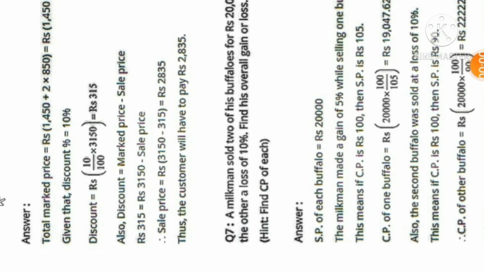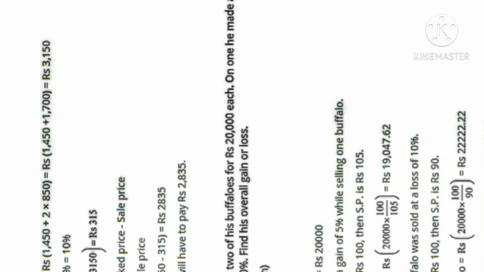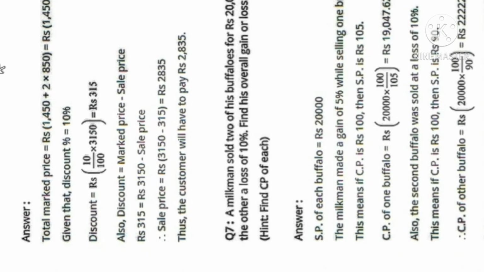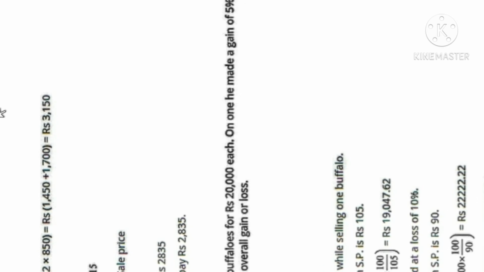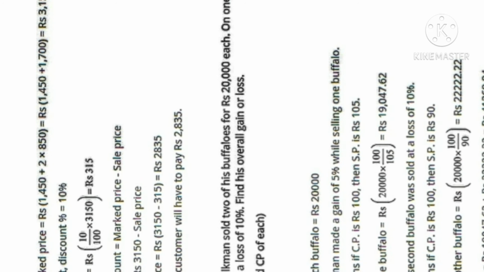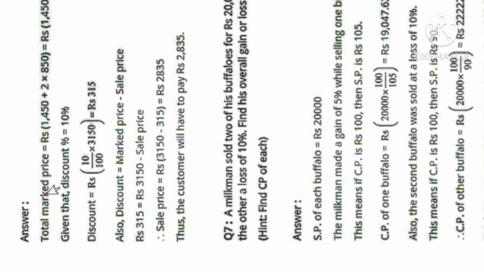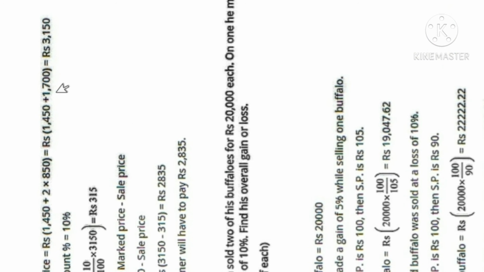Question number 6. During a sale, a shop offered a discount of 10% on the marked price of all the items. Okay. What would a customer have to pay for a pair of jeans marked at rupees 1450 and two shirts marked at rupees 850 each? Now, total marked price equals the price for pair of jeans and price for two shirts. So, 2 multiplied by the price we will take. So, rupees 1450 plus 2 multiplied by 850 equals rupees 1450 plus 1700, that is rupees 3150.